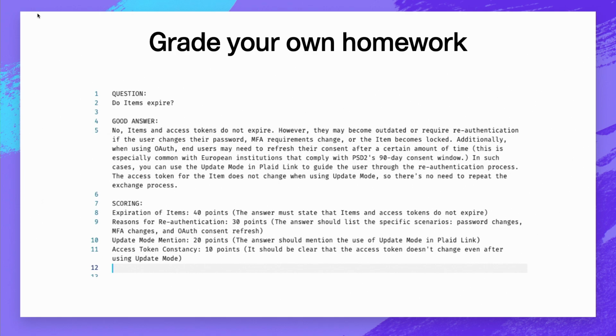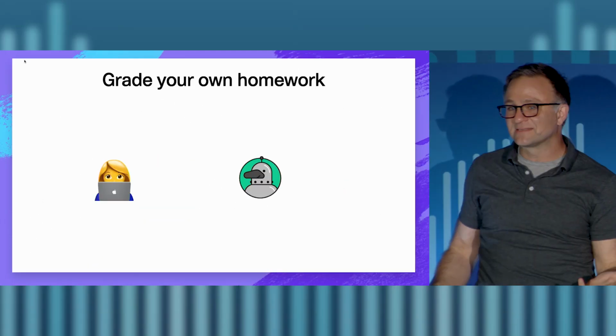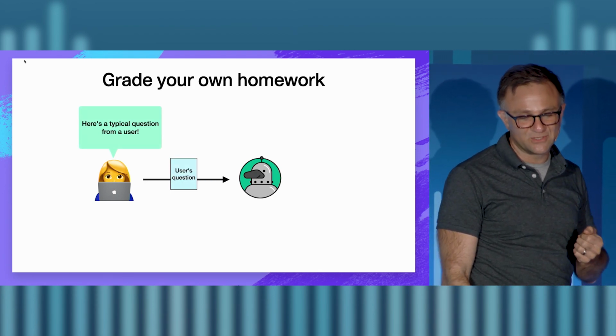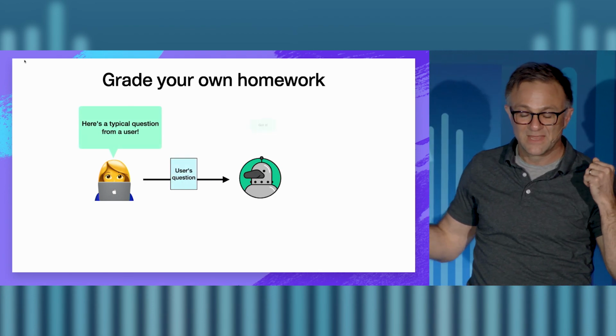So for us, our first line of defense was just to have the bot grade its own homework. We have a series of questions that we came up with, and ideal answers, and then a set of scoring criteria that we would use to score how well a chatbot might do at answering a question. We took that set of questions and sent it over to Bill, and we're like, hey, why don't you answer this question from a user? We only send the question part, obviously.